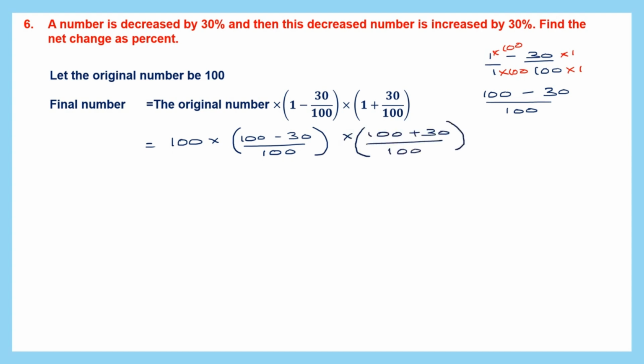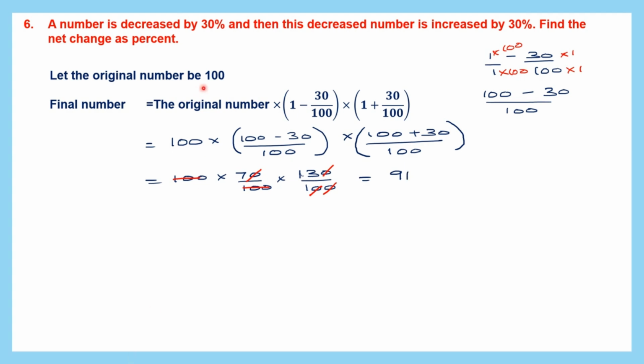Now let's simplify this. So 100 into 100 minus 30 is 70. 70 by 100 into 100 plus 30 is 130 by 100. Now let's cancel all that we can. So I can cancel this 100 and this 100. Then 1 0 from there and 1 0 here. 1 0 on top and 1 0 down. So 7 into 13 is 91.